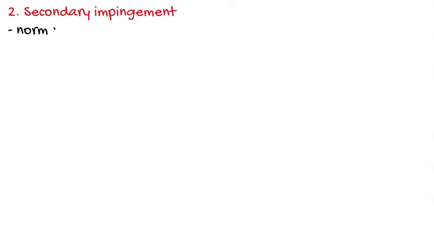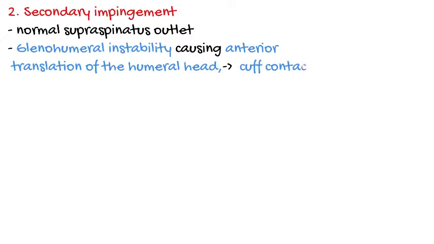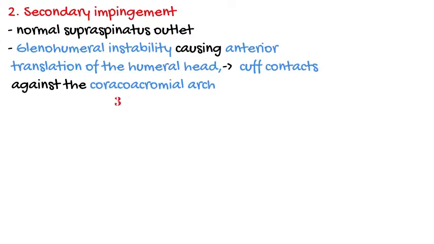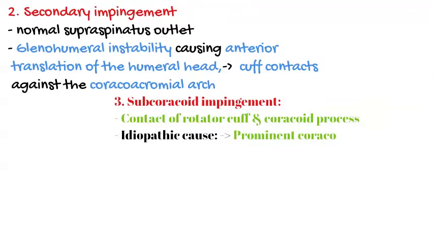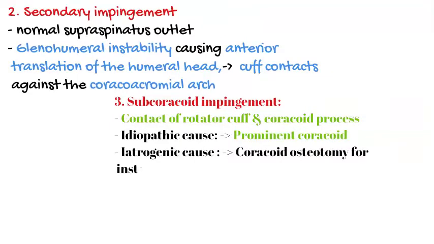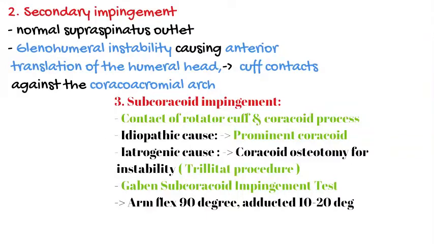Number 2, secondary impingement. There would be a normal supraspinatus outlet, with glenohumeral instability causing anterior translation of the humeral head. The rotator cuff contacts against the coracoacromial arch. For number 3, subcoracoid impingement, there would be contact of the rotator cuff and coracoid process. The idiopathic cause is due to a prominent coracoid. The iatrogenic cause can be attributed to the coracoid osteotomy procedure. For shoulder instability, we call it the Trillat procedure.